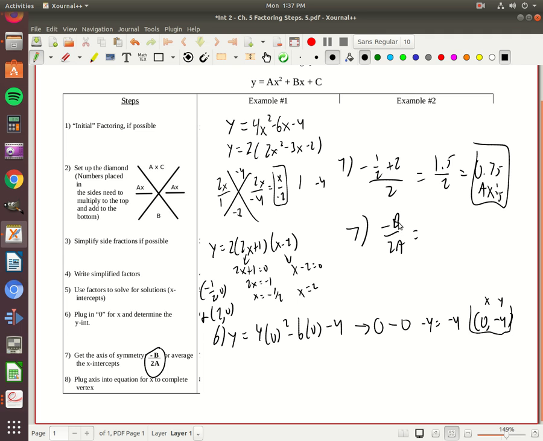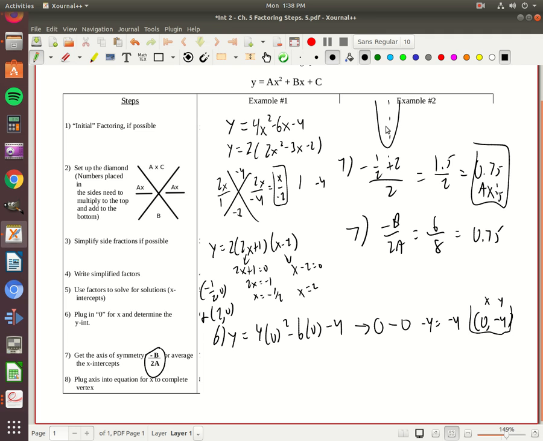So let's go back to the original question. What is my b? My b is negative 6. Well, what's a negative negative 6? A negative negative 6 is positive 6, right? And then what's 2 times a? 2 times 4 is 8. And hopefully we realize that equals 0.75. So you can average your x-intercepts if you want, but I'm going to use this formula, negative b over 2a.